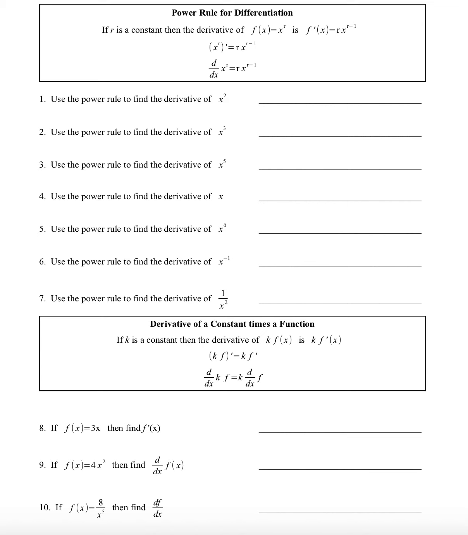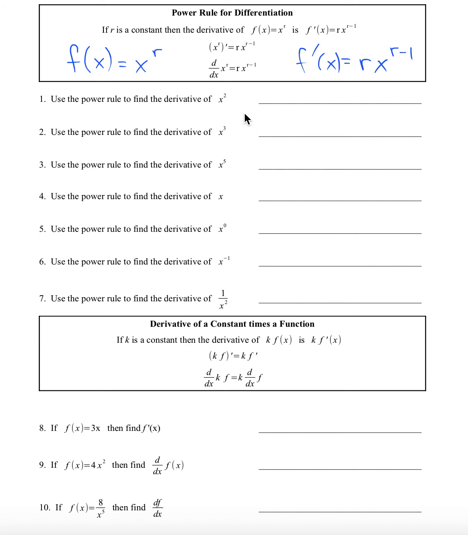The power rule for differentiation says that if we have a function f of x equals x to the r, then the derivative of that function is found by bringing the exponent down in front and then subtracting 1 from the original exponent to get a new power.